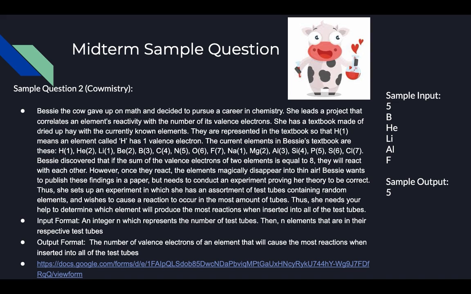Bessie wants to publish these findings in a paper, but needs to conduct an experiment proving her theory to be correct. Thus, she sets up an experiment in which she has an assortment of test tubes containing random elements and wishes to cause a reaction to occur in the most amount of tubes. Thus, she needs your help to determine which element will produce the most reactions and insert it into all the test tubes. So, let me try to rephrase that.